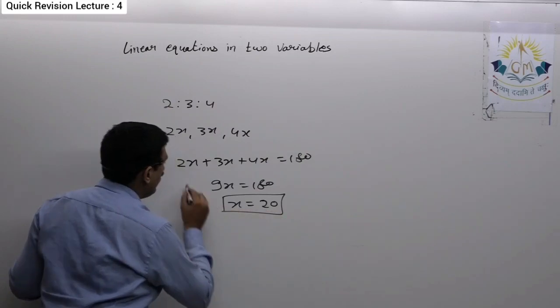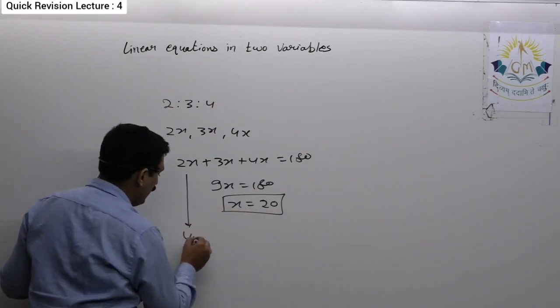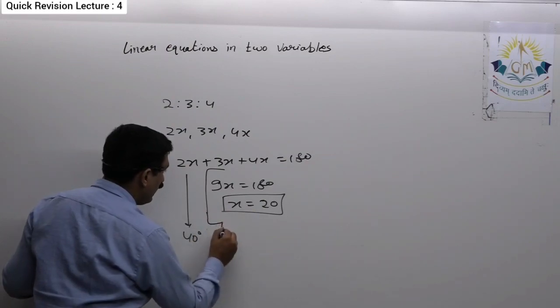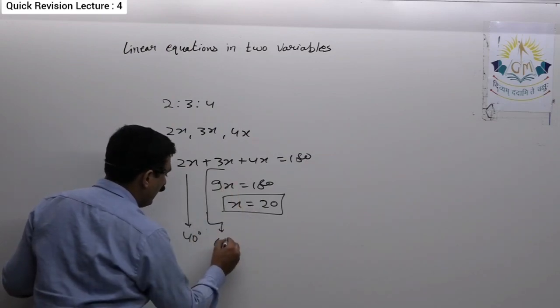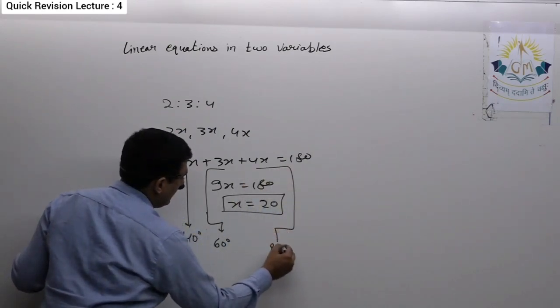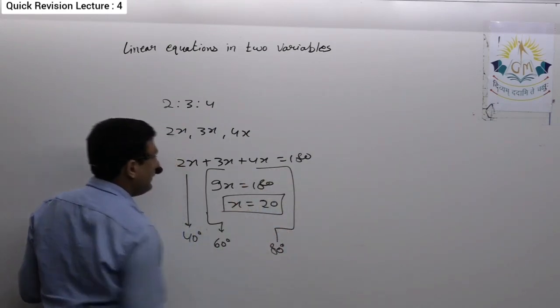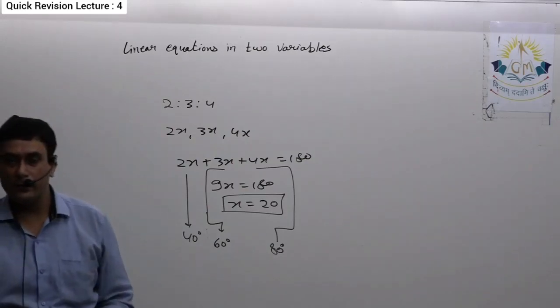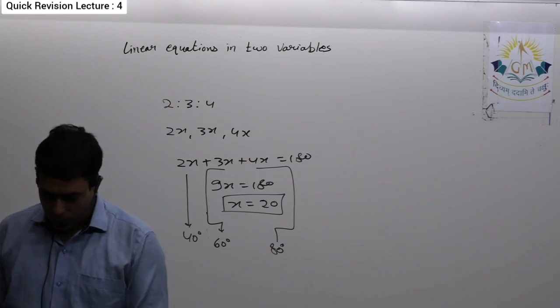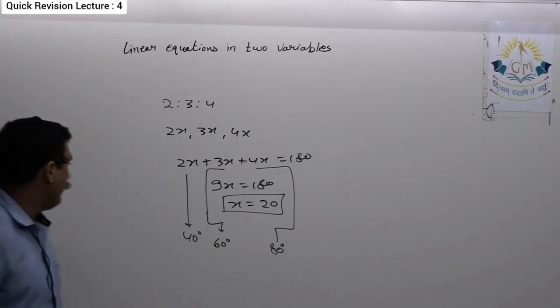As x equal to 20, the first angle 2x will be 40 degrees. The second angle 3x will be 3 into 20, that is 60 degrees. And obviously the last angle will be 80 degrees. So this type of word problem you may also get in this chapter. So that is all about linear equations in two variables.